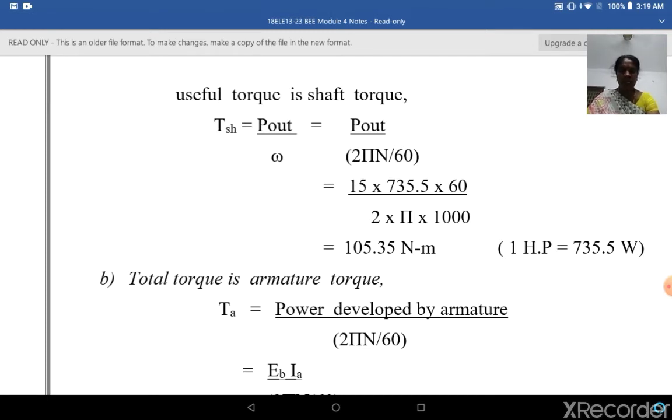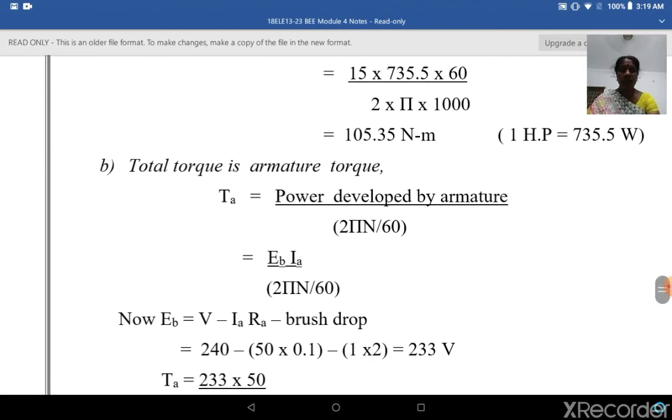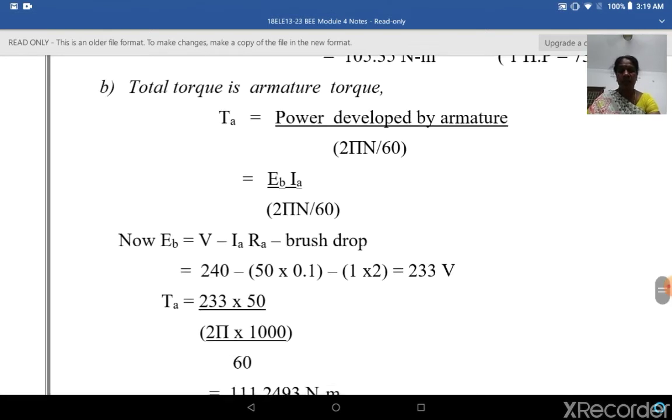Total torque in the armature is given as power developed by the armature divided by 2 pi N by 60. Power developed by the armature can be given as Eb into Ia, where Eb is equal to V minus IaRa minus brush drop. By substituting for Ia, Ra, the brush drop and V, we can calculate Eb.